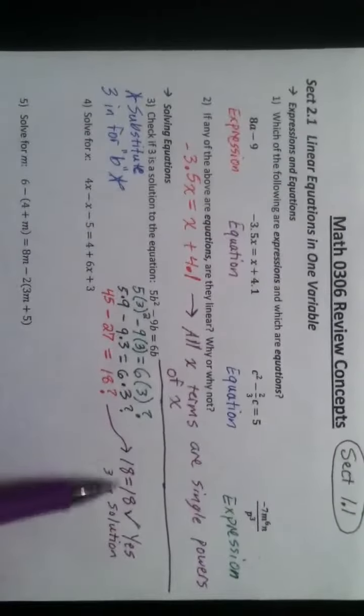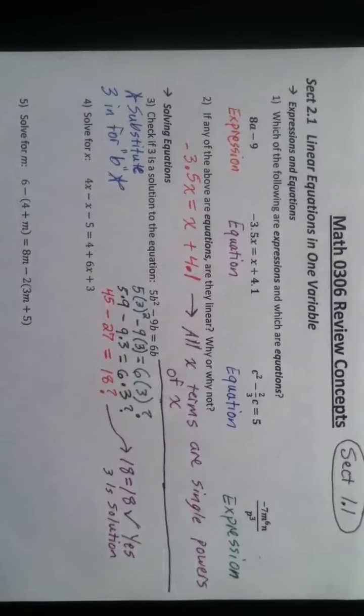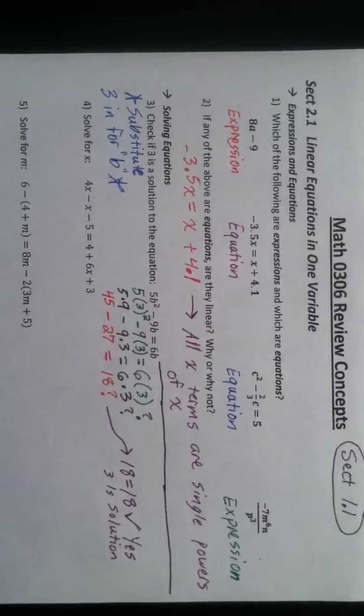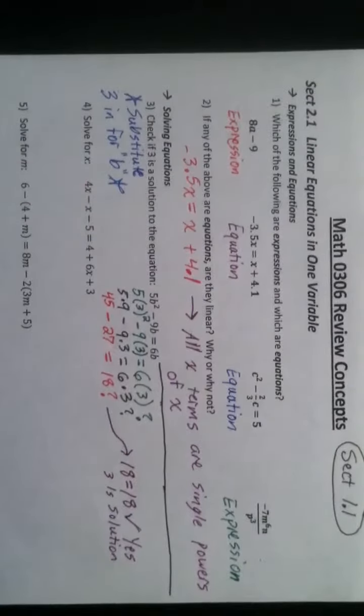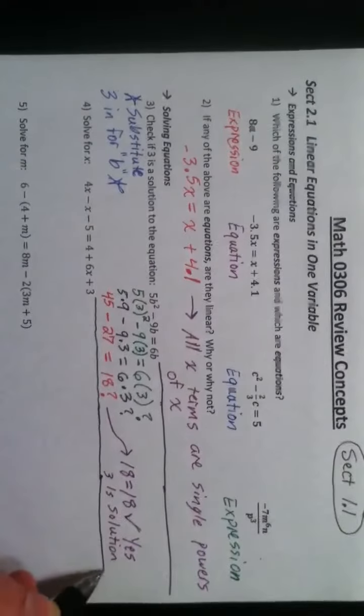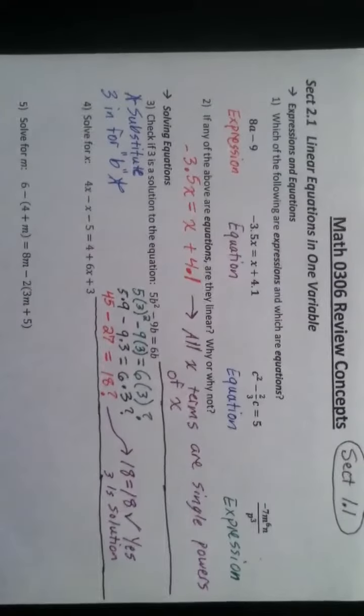If we had gotten to the end here and had some statement that wasn't true, like 17 equals 18, or 0 equals negative 5, something that didn't make sense, then we would say 3 is not a solution. And that is all we have to do in that problem.